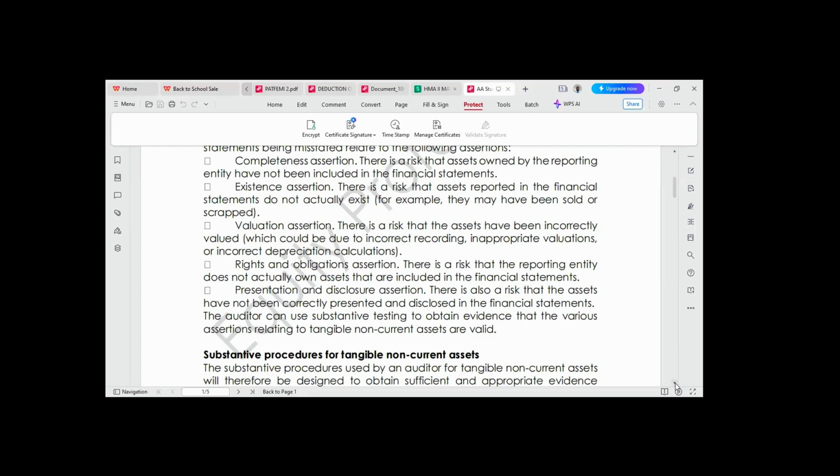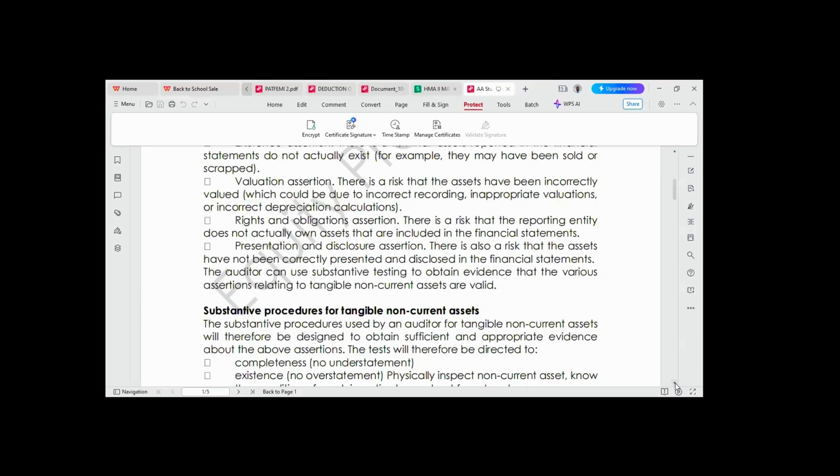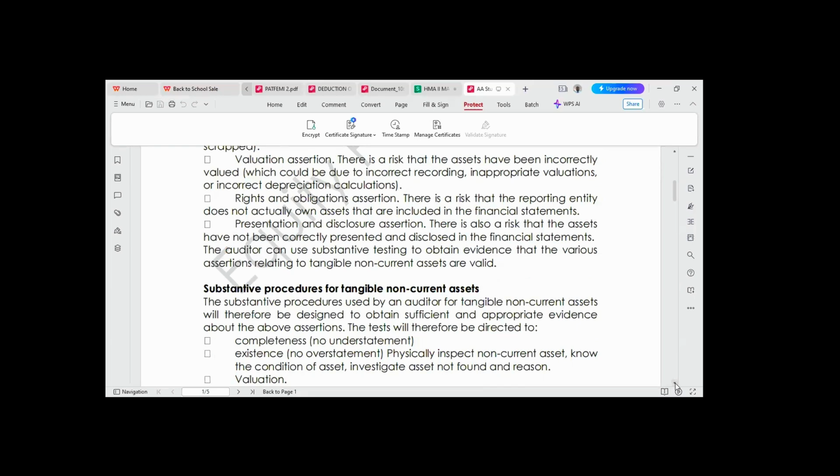So we continue. Now, let's look at the procedure. What we just explained were the principal risks. Now we are going to go to the procedure. That means these are step-by-step, okay? So the substantive procedures used by the auditor for tangible non-current assets will be designed to obtain sufficient and appropriate audit evidence about the assertions. The tests will be directed to completeness, to be sure that the information there has not been understated or is not incorrect.